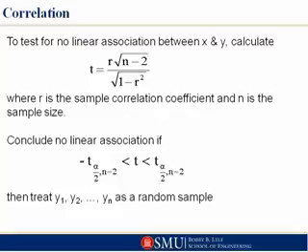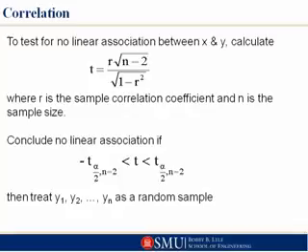And we're going to look at this T statistic. So to test for no linear association between X and Y, you calculate this. R again is calculated from your sample that you've drawn. So R times the square root of n minus 2 divided by 1 minus R squared, where R is the sample correlation coefficient that we calculated a couple slides back with that formula, and n is the sample size that's drawn.